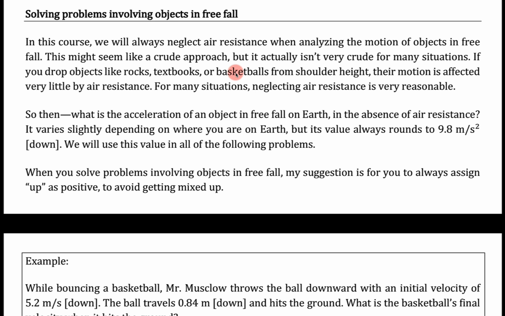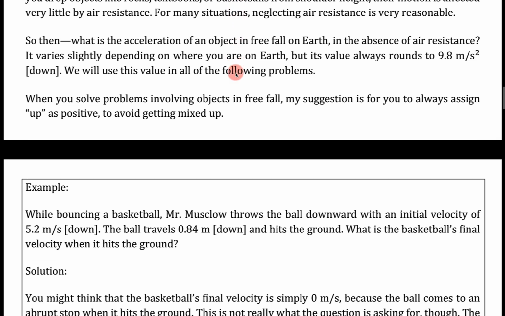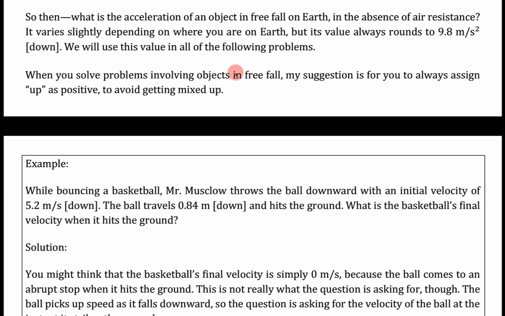Okay, so that's all quite interesting, I think. Objects in free fall experience the same acceleration regardless of their mass. So what is the acceleration, though, of an object in free fall on Earth in the absence of air resistance? Well, it actually is going to have slightly different values depending on where you are on Earth.